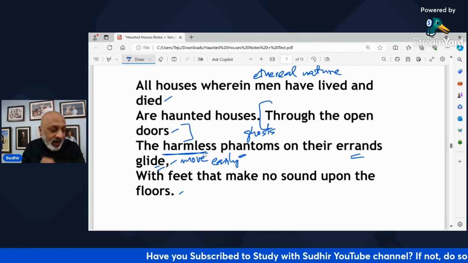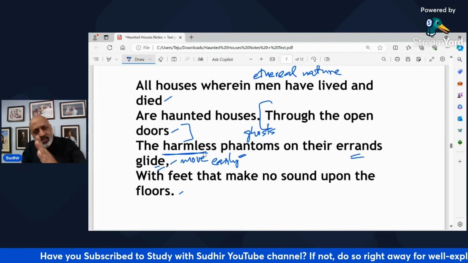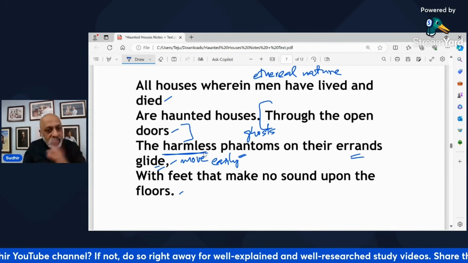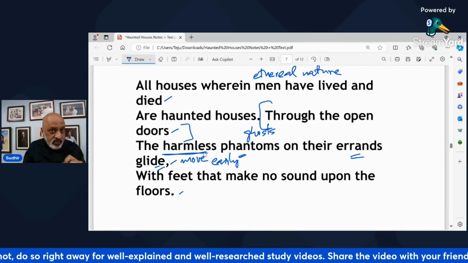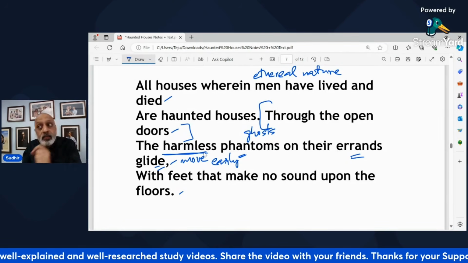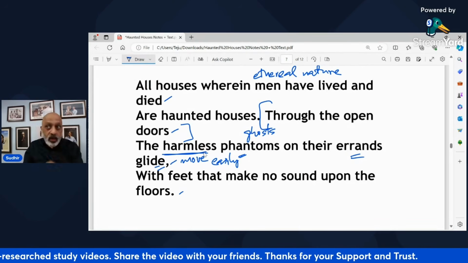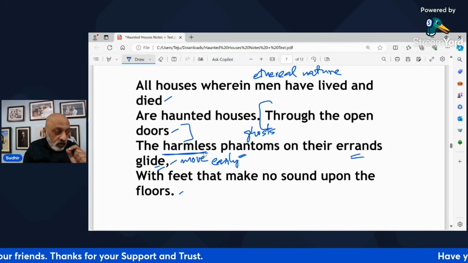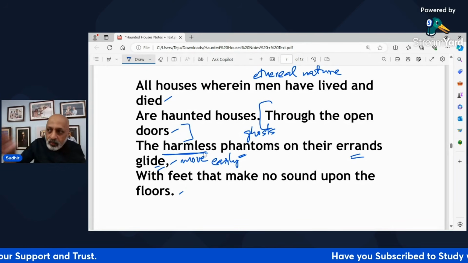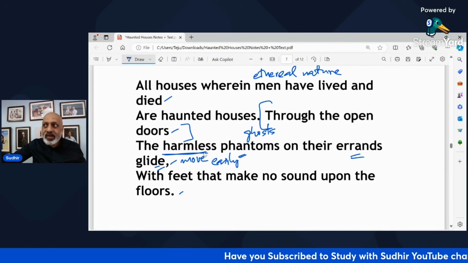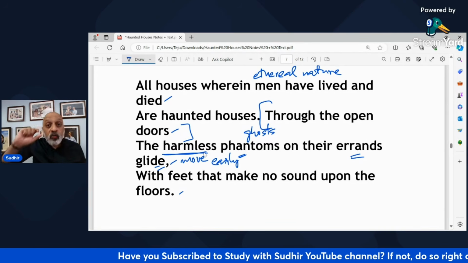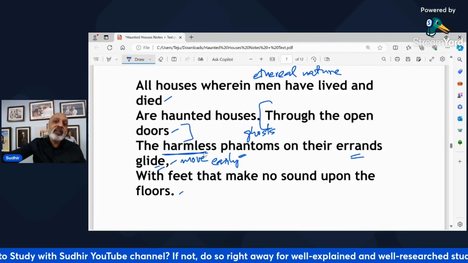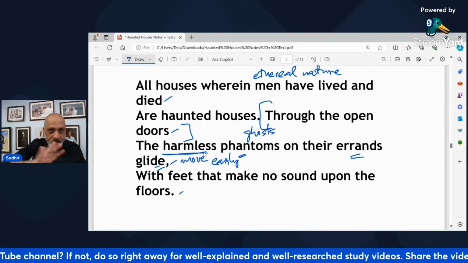On their errands, glide. Now, glide, as I said, is referring to a movement which is rather easy in its nature. It's very effortless kind of movement in the air. Now, errands suggests that the ghosts seem to have some kind of unfinished business, कि कुछ काम है which they have not finished so far. So the movement seems to suggest that there is some purpose of their movement. It is not meaningless movement. Understood?